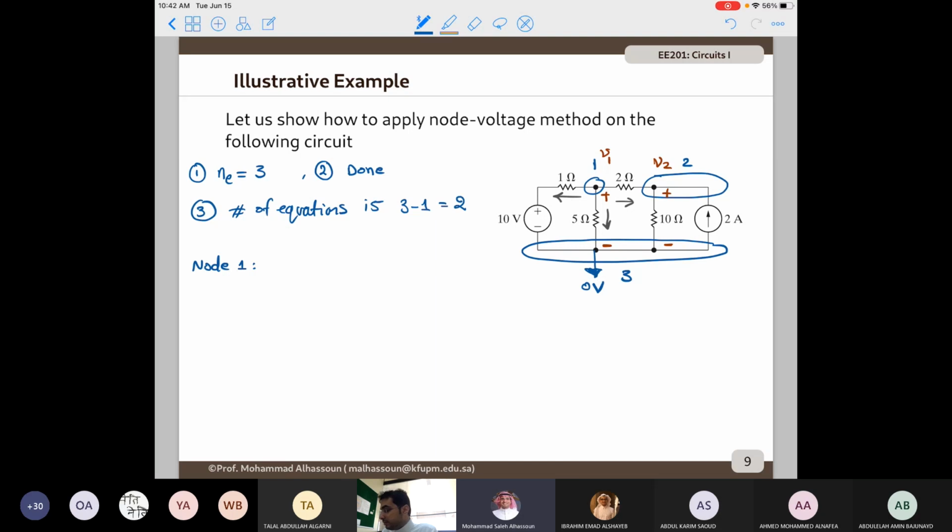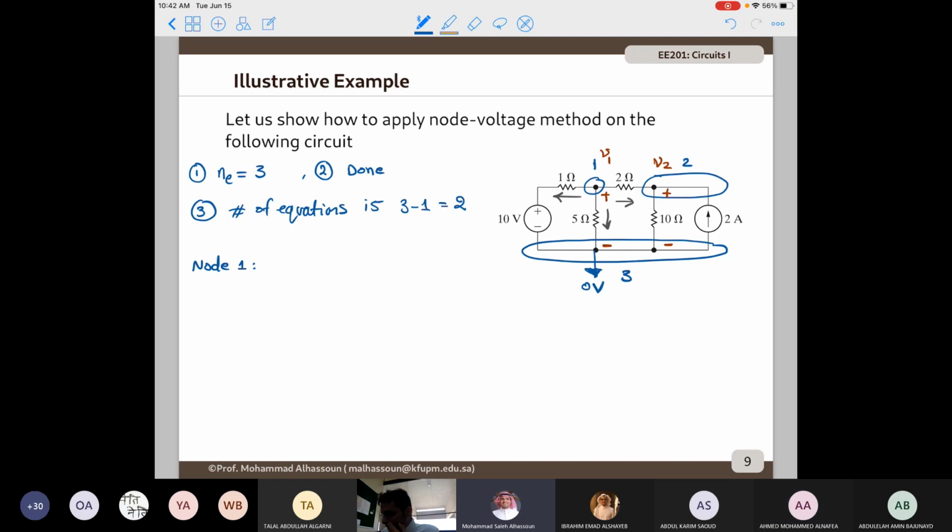Yes, Ahmed. Doctor, could you please repeat number 3? I didn't understand it clearly. Number 3 is the number of equations: 3 minus 1 equals 2. Is that clear? Yes. Okay.